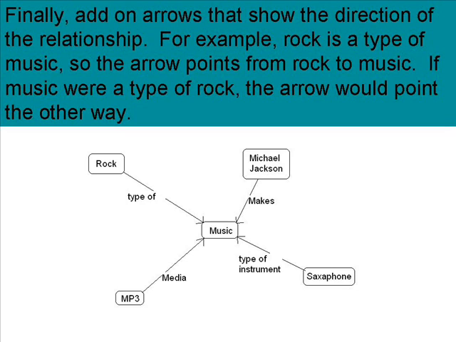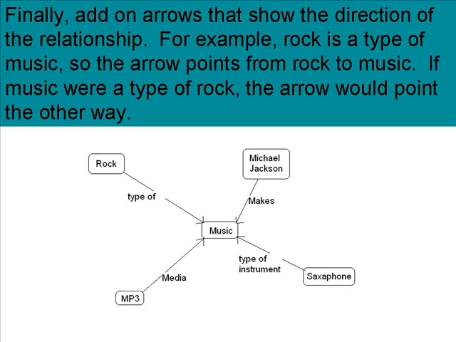Now that you've got those connecting words up there, you need to make those lines arrows to show the direction of the connection. An example I gave there, right? Rock is a type of music. Music is not a type of rock. So you've got an arrow going from rock to music to specify that.